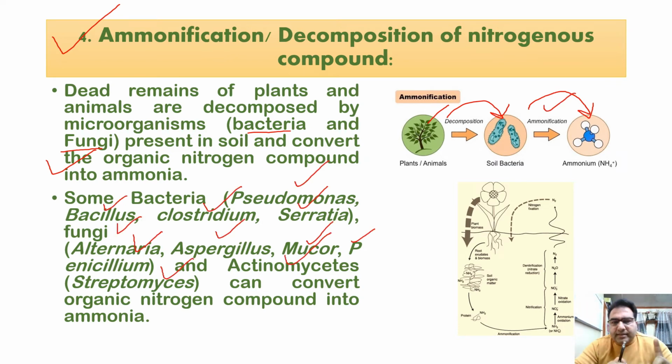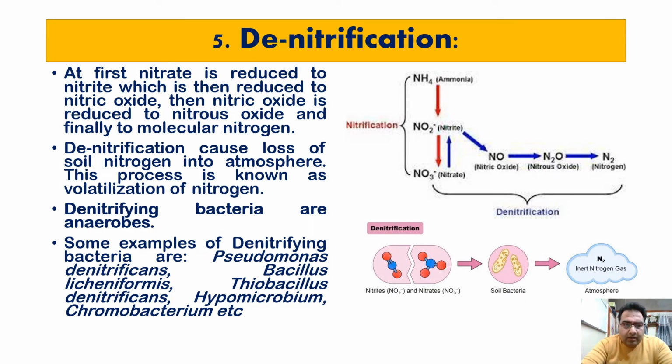Some of the bacteria such as Pseudomonas, Bacillus, Clostridium, Serratia convert organic nitrogen into ammonia, and among the fungi, Alternaria, Aspergillus, Mucor, Penicillium, and the Actinomycetes, Streptomyces can convert organic nitrogen compounds into ammonia. The last step in the nitrogen cycle is denitrification. When we simply say, the process of conversion of nitrate into nitrogen is denitrification.